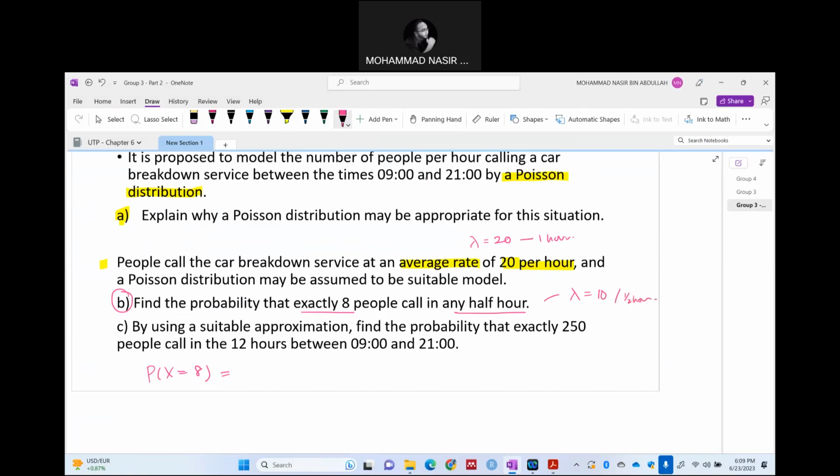Can you calculate? What is the formula for Poisson? Exponential negative lambda, lambda power of x, over x factorial. So this one is exponential negative 10, 10 power of 8, divided by 8 factorial. So this one should be 0.1125.